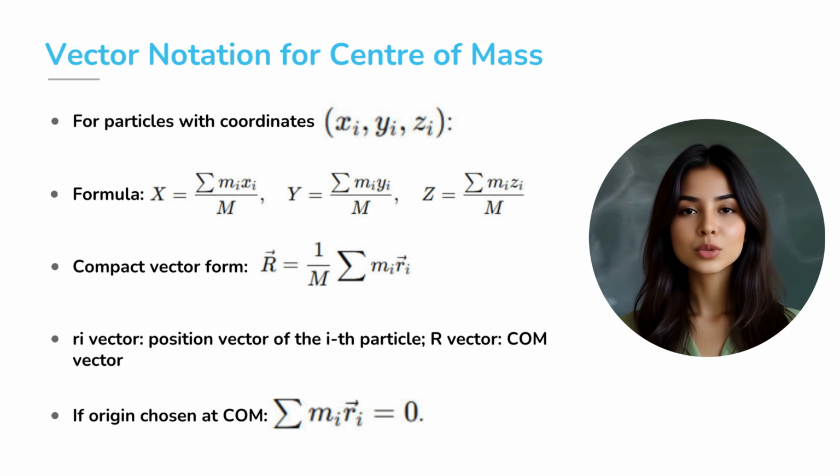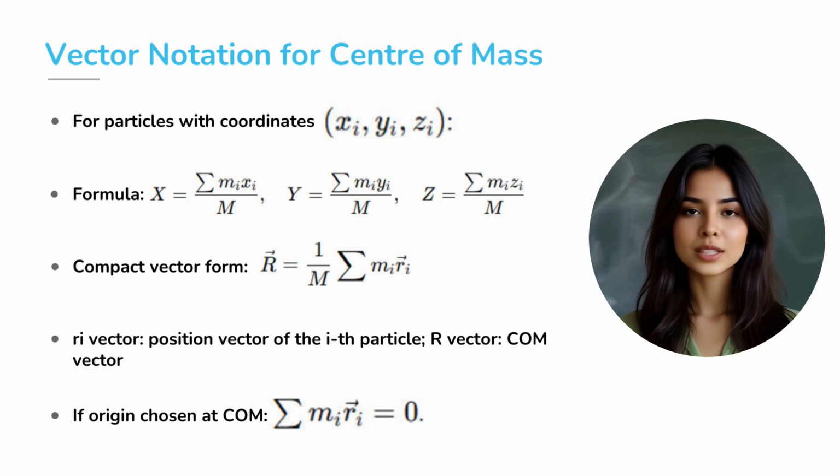Let's now step into 3 dimensions. Imagine particles floating in space, like stars scattered across a galaxy. To describe their balance point, or center of mass, we now use 3 coordinates, x, y, and z. Capital X equals the summation of mi xi divided by the total mass. Capital Y equals the summation of mi yi divided by the total mass. And capital Z equals the summation of mi zi divided by the total mass.